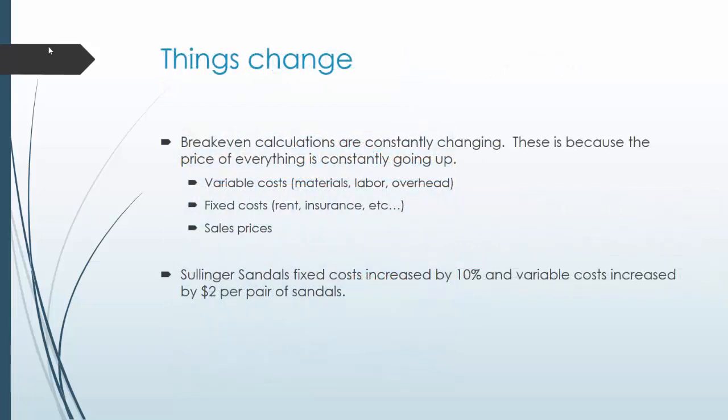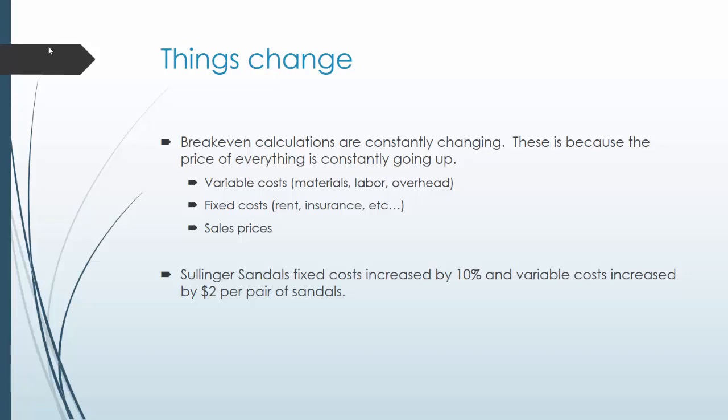And while that worked out fine, the problem with this is that the cost of things are going to constantly change. Look at our variable costs. We have materials, we have labor, we have some variable overhead. These are all going to go up. Price of materials, whoever we're buying our rubber and our plastic from is eventually going to increase their price.